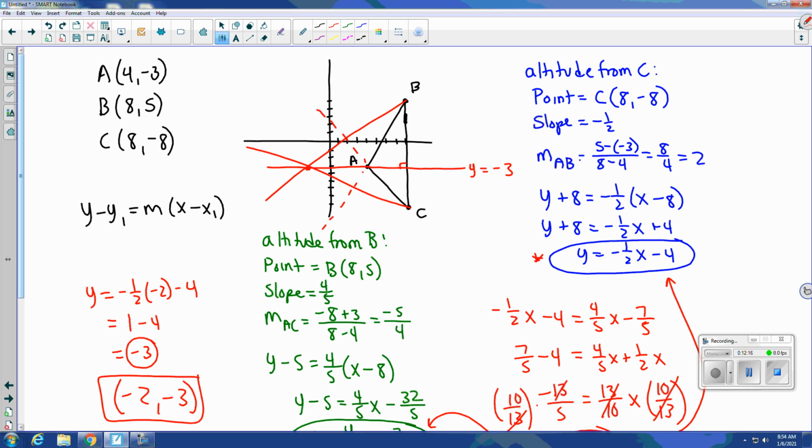And we're going to use that substitution method, or you can think of it as the transitive property, which we've been using in proofs earlier in the year. And then once you have, again, that x and that y, there is the location of your orthocenter. You don't need to write the equation of the third altitude because all three intersect at the same point.